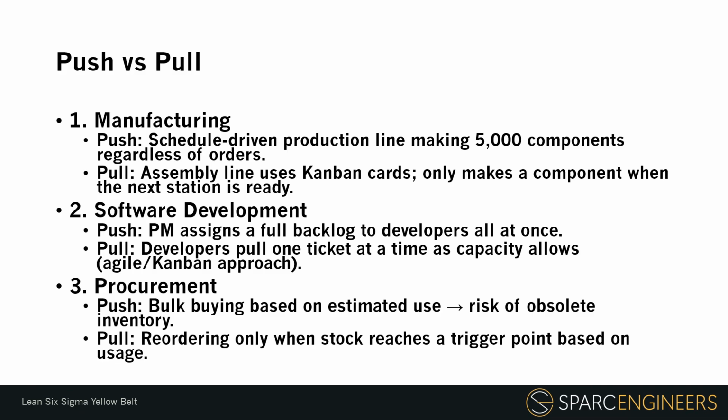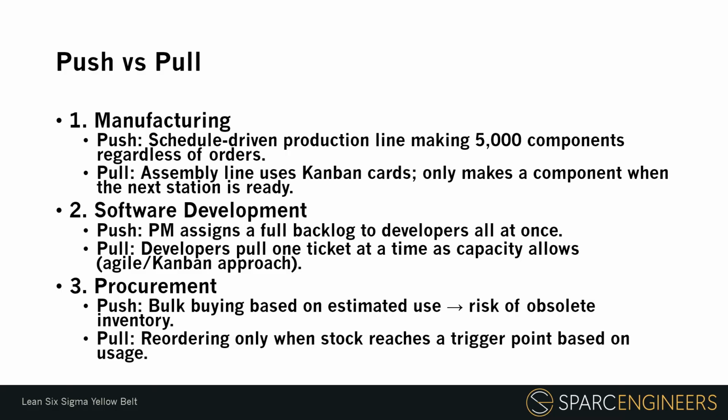In a pull system, reordering happens only when inventory reaches a trigger point. This trigger is based on actual usage or consumption, not forecasts. For example, a retail store might reorder automatically when stock hits a minimum level, ensuring continuous supply without overstocking. This approach aligns supply with real demand, reducing waste and improving cash flow.